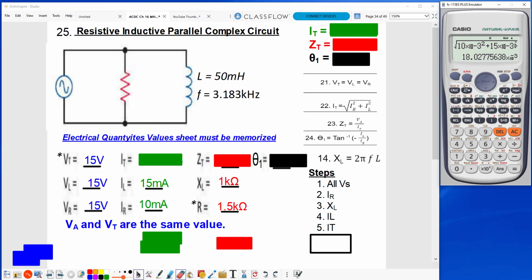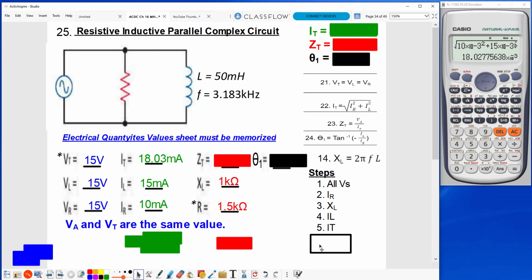Now, why can't you just add 15 and 10 milliamps together like we did when we were doing resistive circuits? Well, if you had two resistors here instead of an inductor and a resistor, you could just add them together. But in this situation with this complex circuit, having a resistor and an inductor, the voltage and the current is out of phase, meaning that it goes through the resistor and the inductor at a different point in time. So you actually cannot add them together because they are out of phase with each other.